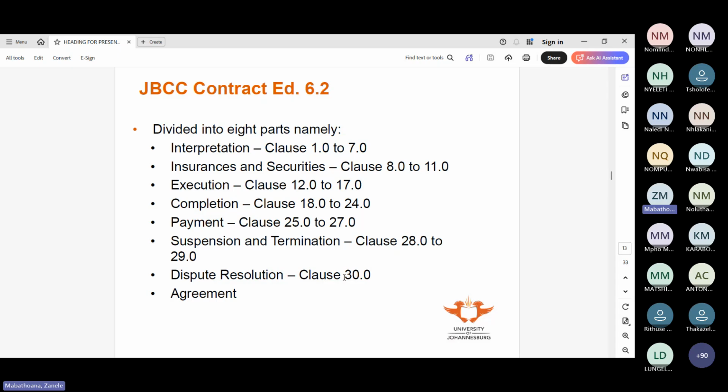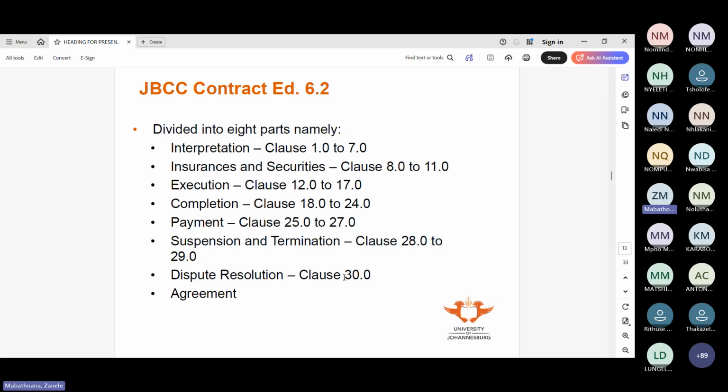Okay, so clause 1 would be like your definitions and all of that, what is meant, how we communicate up to clause 7. This is why those are your interpretation clauses. Then 8 to 11, that's insurances and securities. And securities deals with your guarantees: advance payment guarantee, construction guarantee, payment guarantee. When do they apply? How do they apply? When is the contractor expected to submit? When do we give them back to him? When, the employer and all of that.